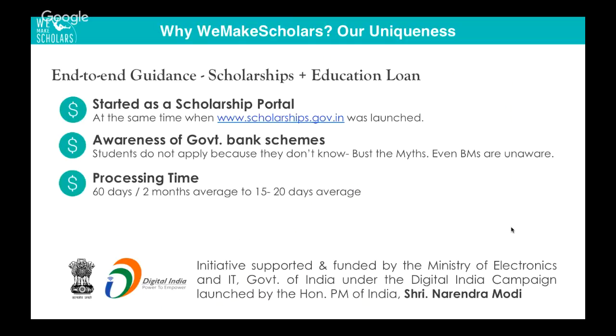Then eventually we became a platform for processing students' applications online. When we started working with government banks, we realized that the processing time on average was 60 days or more. It was rarely less than 60 days, which is 2 months. Most of the students didn't have that much time. That was the reason government banks were not able to do a good job in the overseas education loan segment. So we worked with them to reduce the processing time to an average of 15 to 20 days.